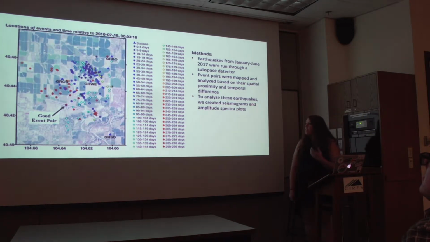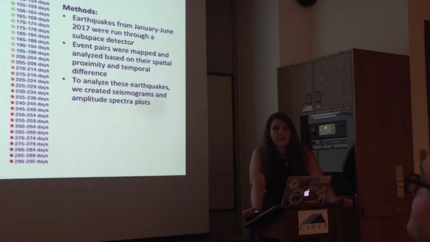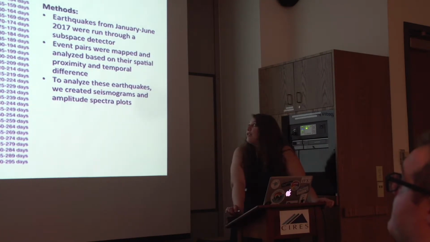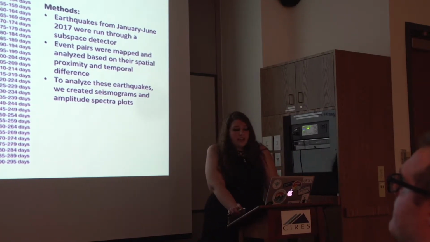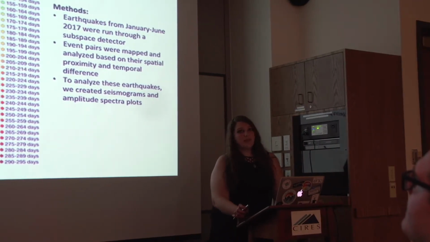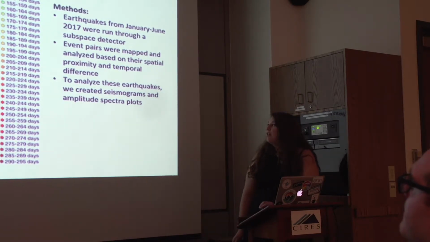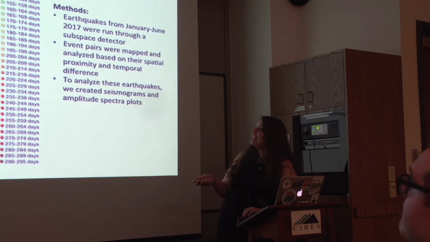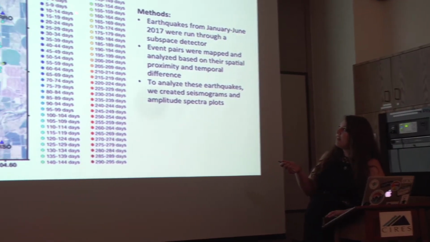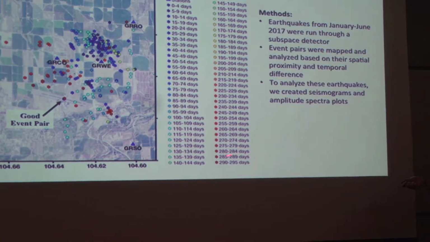Okay, so what I did for this research was I ran earthquake events from January to June of this year into a subspace detector. What this subspace detector essentially gave me was events that were very similar in waveform to the original earthquake that I ran. So after I had the template and the detection events, I mapped them, as you can see. These are separated in 5-day increments. So as the color changes, that's just a change that's occurring over time.